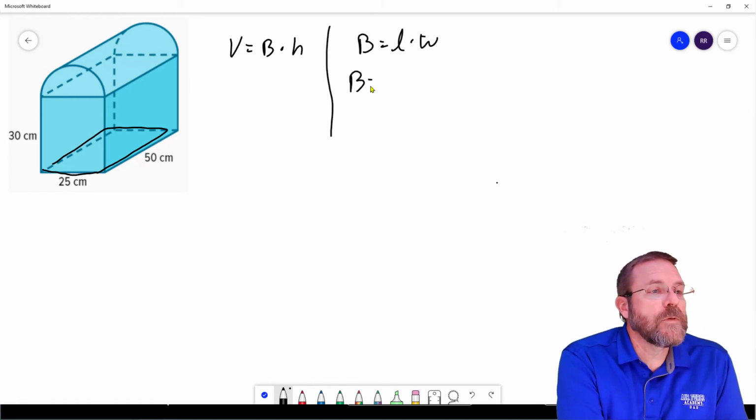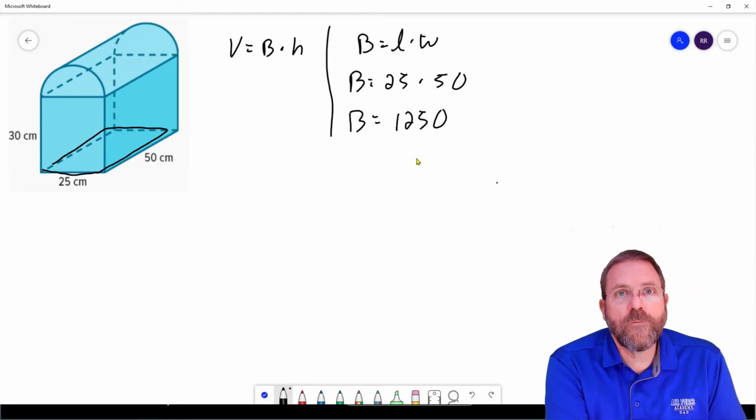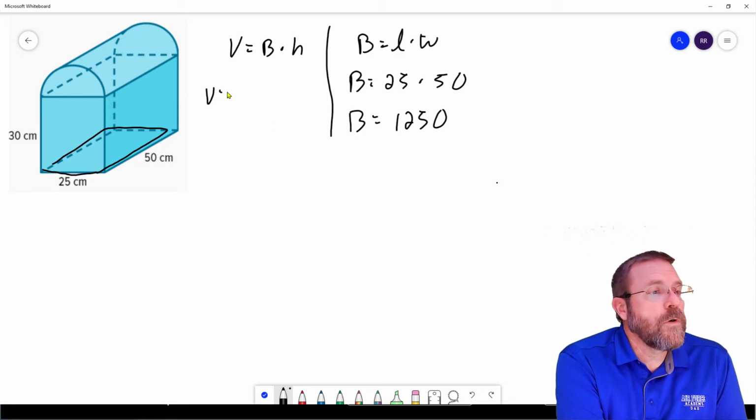So the base area is going to equal 25 times 50, which is, let's see here, 25 times 5, that's going to equal 125, and put a 0 on the end, so now I have 1250. That's going to be the base area. Plug that in for our volume.